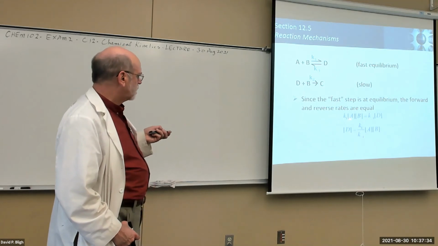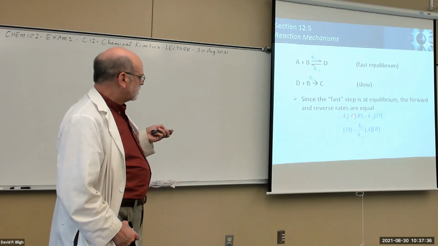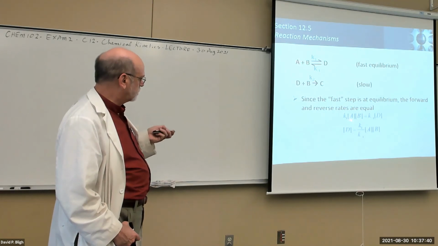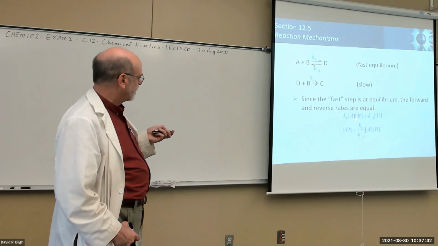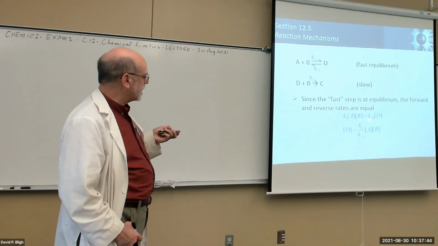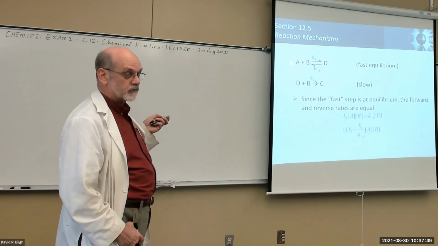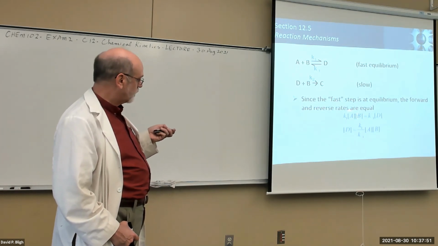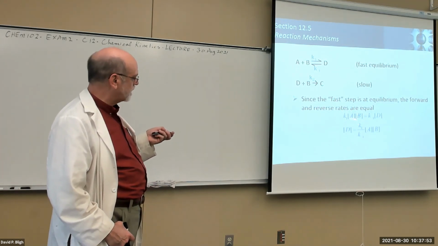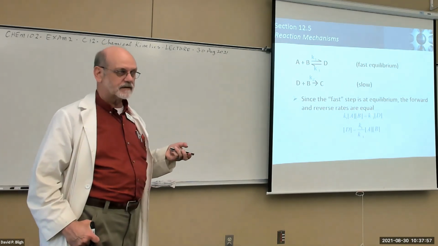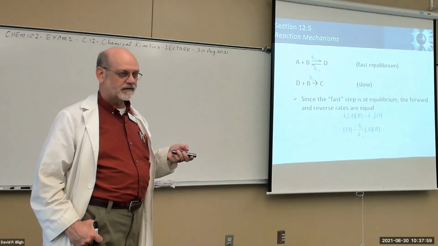So K1 times A to the first times B to the first, right? Bimolecular, 1 for each one, is equal to the same, since it's a fast equilibrium, that means the forward rate is equal to the reverse rate. So that's the rate of the forward reaction is this, and the rate of the reverse reaction is this. You see that?